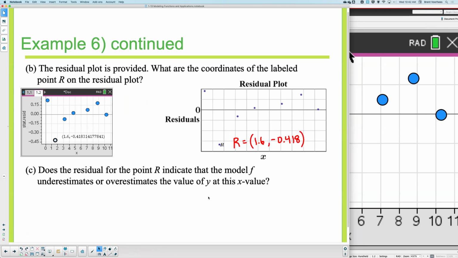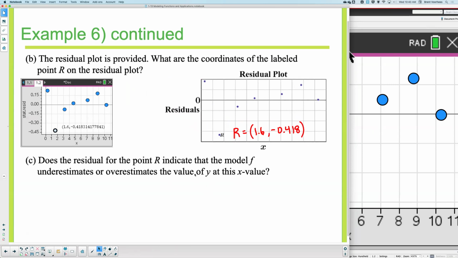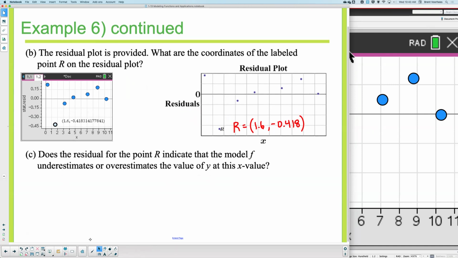Okay, great. Does the residual for the point R indicate that the model F underestimates or overestimates? Okay, you need to remember this. This line, is that the actual line or is that the predicted value? The predicted. Did the predicted over or underestimate? Over. It's over it.